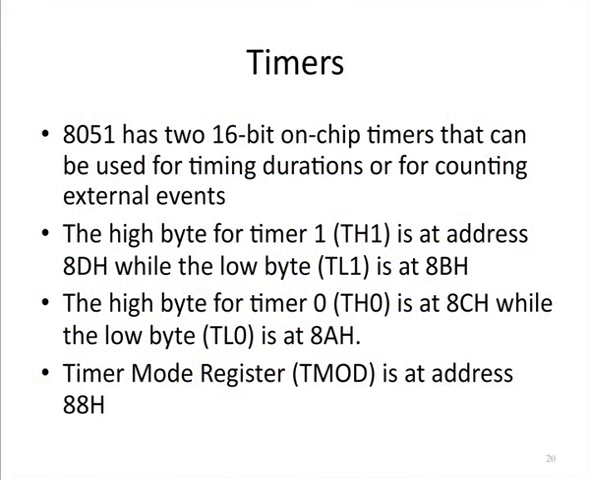The 8051 has two 16-bit on-chip timers that can be used for timing duration or counting external events. The high byte of timer 1, known as TH1, is at the address 8DH, while the lower byte TL1 is at 8BH. These are the dedicated addresses assigned to TH1 and TL1. The higher byte of timer 0, that is TH0, is at 8CH, while the lower byte TL0 is at 8AH. Actually TH1, TL1, TH0, TL0 are all SFRs, that is special function registers of 8051. The timer mode register, TMOD, is at the address 89H.